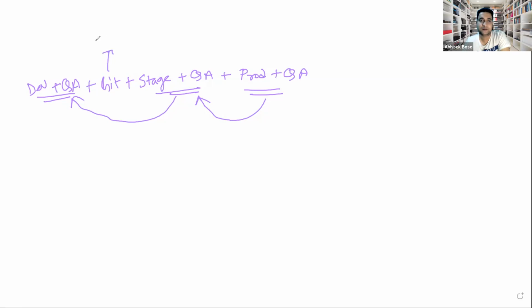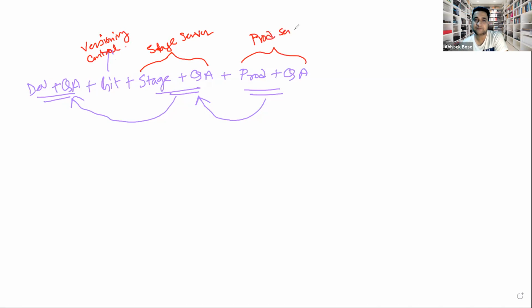Now, this part is basically called version control. Correct? Because in GitHub, we are maintaining the version of code each and every time. So this is called version control. This is your stage server. This is your production server, and this is your local. And here to here, everything is shifting automatically.